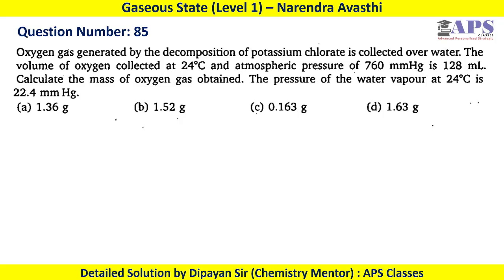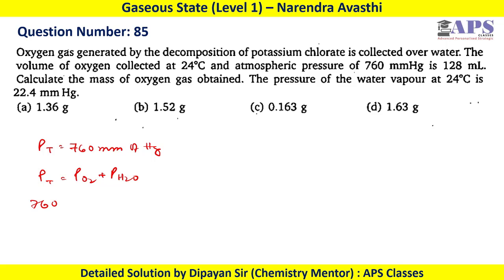The volume of oxygen collected at 24 degrees centigrade and atmospheric pressure 760 mm of Hg is 128 ml. Calculate the mass of oxygen obtained if the partial pressure of water vapor at 24 degrees centigrade is 22.4 mm of Hg. Okay, so the total pressure is given by 760 mm of Hg, but this total pressure is nothing but pressure due to oxygen and pressure due to water vapor.